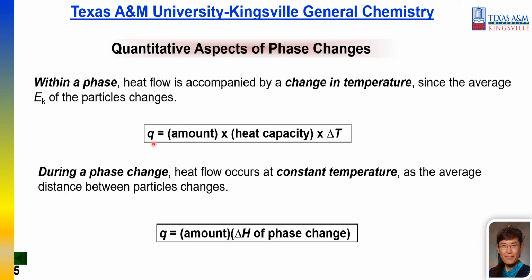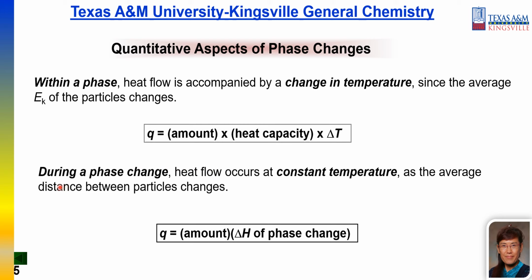This heat transfer can be calculated by this equation. Q equals the amount multiplied by the heat capacity multiplied by the temperature change. Usually this amount is the number of moles. This heat capacity is called the molar heat capacity. If you have a specific heat capacity, you need to know the grams. This temperature is the change in temperature. Therefore, the temperature change in Celsius and in Kelvin are identical.